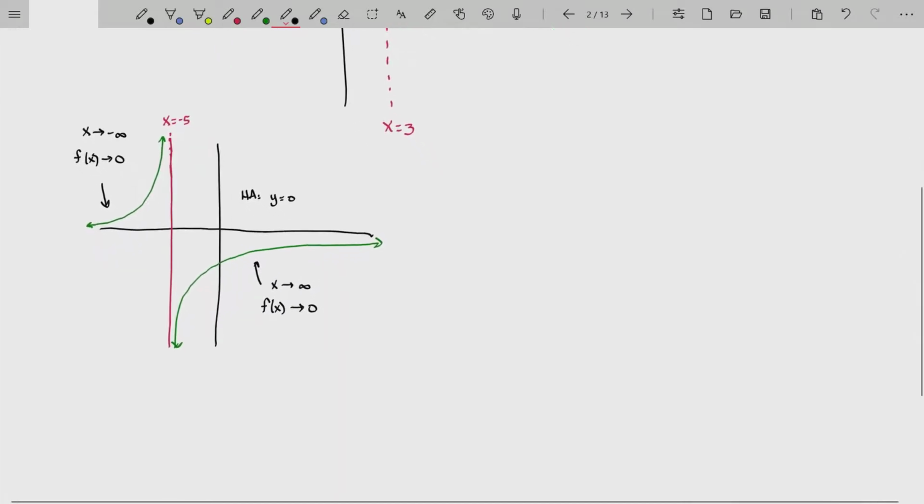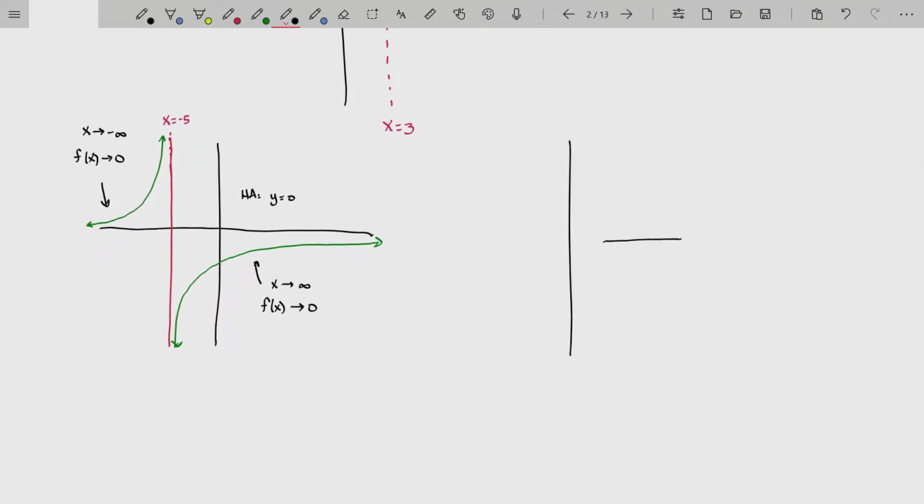Now there are, I should say, a bunch of other examples. I'm going to give one here. Suppose that maybe we do have a vertical asymptote on the y-axis. Let's just pretend.